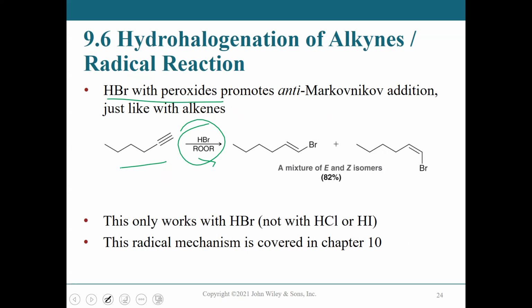82%, a mixture of the E and Z isomers. Is there any major product, minor product? Does it go by stereo hindrance, anything? No, you just get a mixture, technically 50-50.